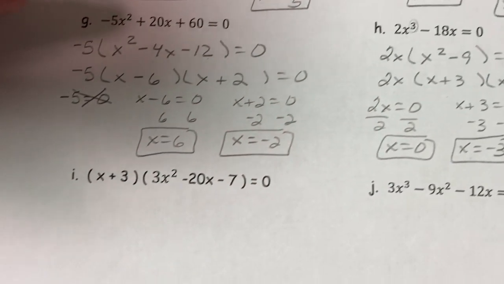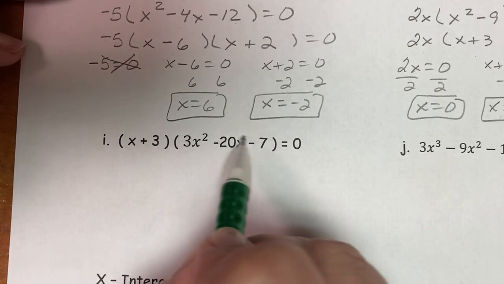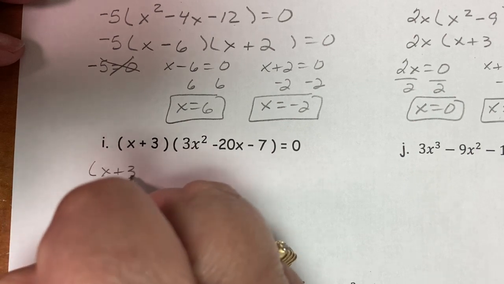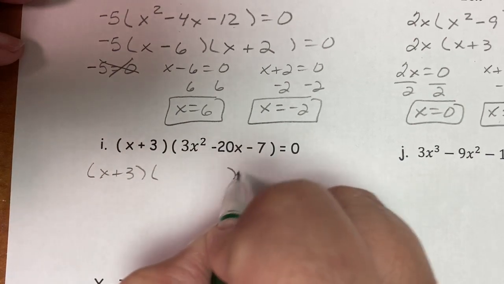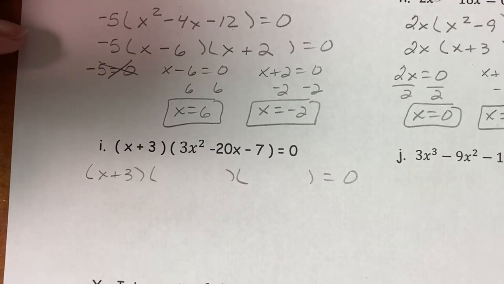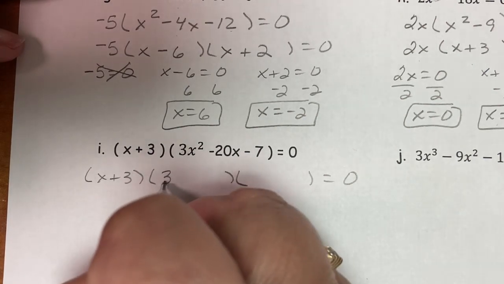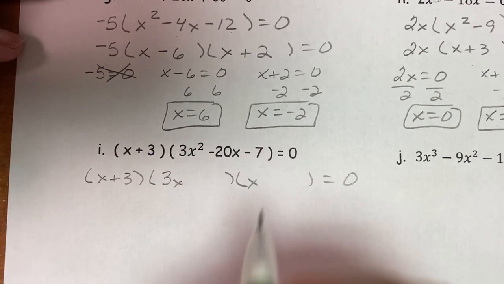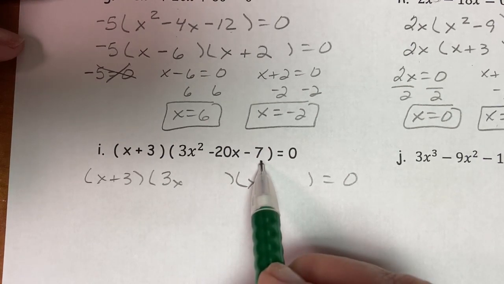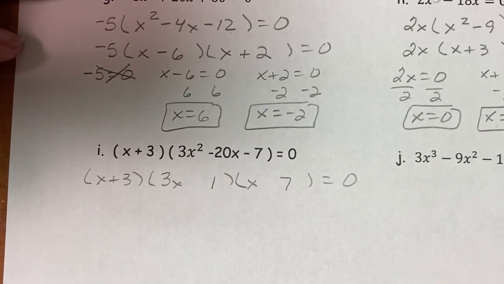All right, let's go on to I. Well, do you notice that this probably factors further? I don't think it's fully factored, even though there's an x plus 3 there. I think that second trinomial is going to factor further for us. So here we go. Let's go ahead and backwards FOIL. So I'm going to guess and check. Obviously, 3x squared will split up into 3x and x. The 7 can only be 7 and 1, but let's do 1 and 7.